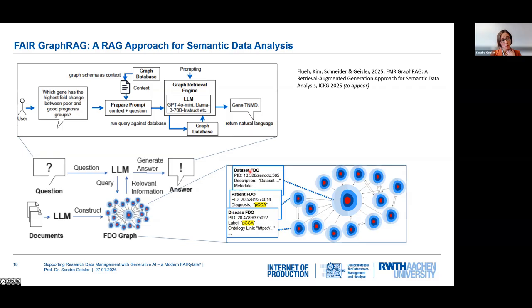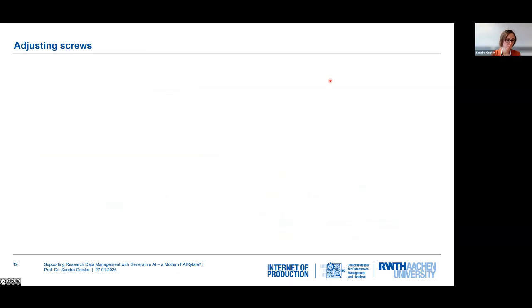Okay, so this is also one approach which we came up with. The paper is already available online, published in the ICKG proceedings, so you can find it online to see the exact details. Now that I talked a lot about examples of what we did to improve research data management with LLMs, of course, we are also looking at how we can improve what we did so far a little bit further.